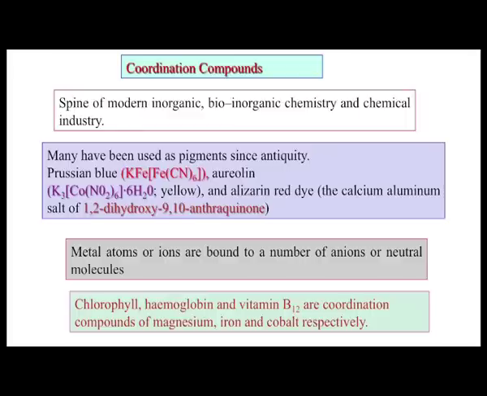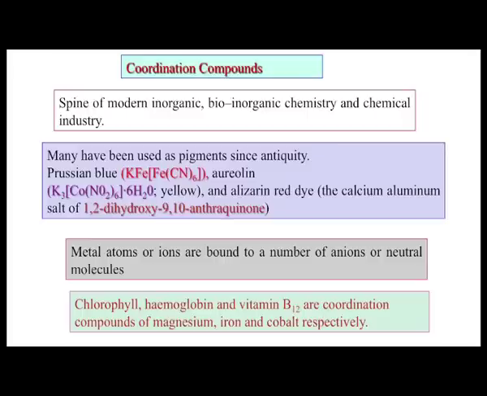Similarly, another yellow pigment is aureolin, which is also a cobalt compound. In this particular cobalt compound, what we see is NO2. This is NO2, that means the nitrite ion is there. So, nitrite can function as a ligand around cobalt.